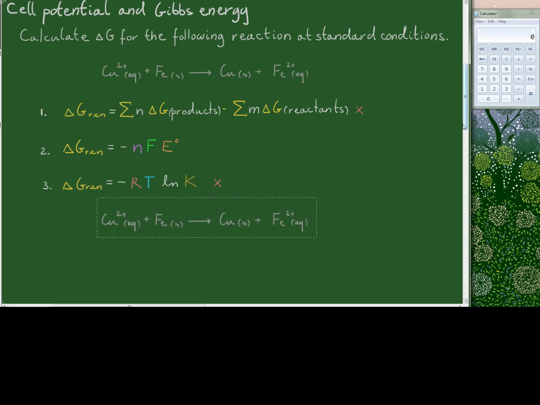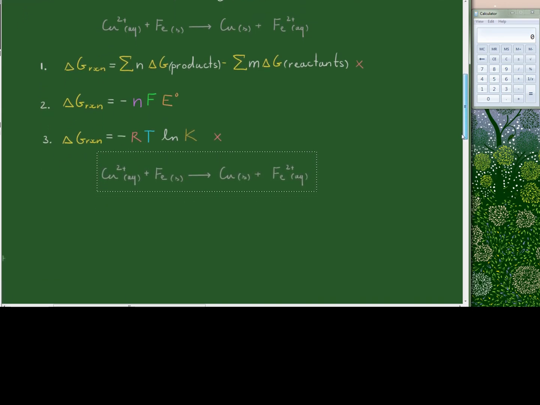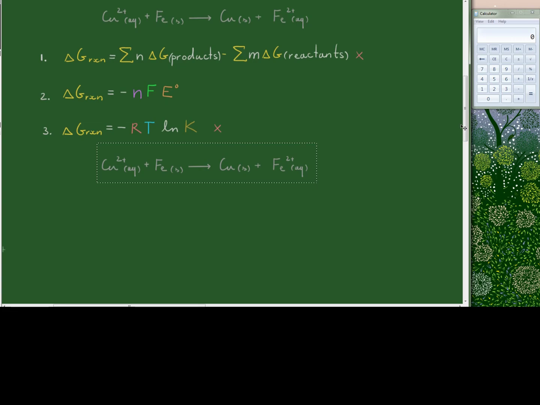And then we are going to split this reaction equation into our half reactions. So I will have iron solid going to iron 2+, aqueous, and the other half reaction is copper 2+, aqueous, going to copper solid.